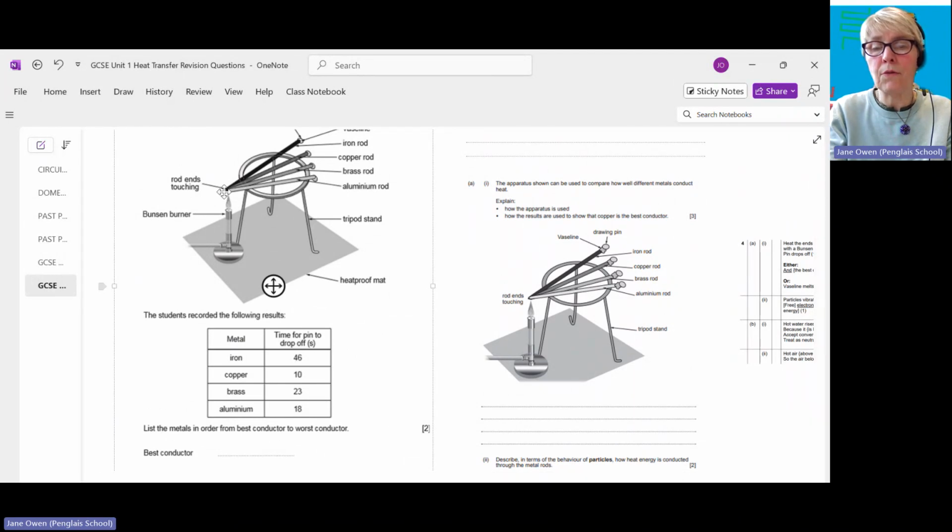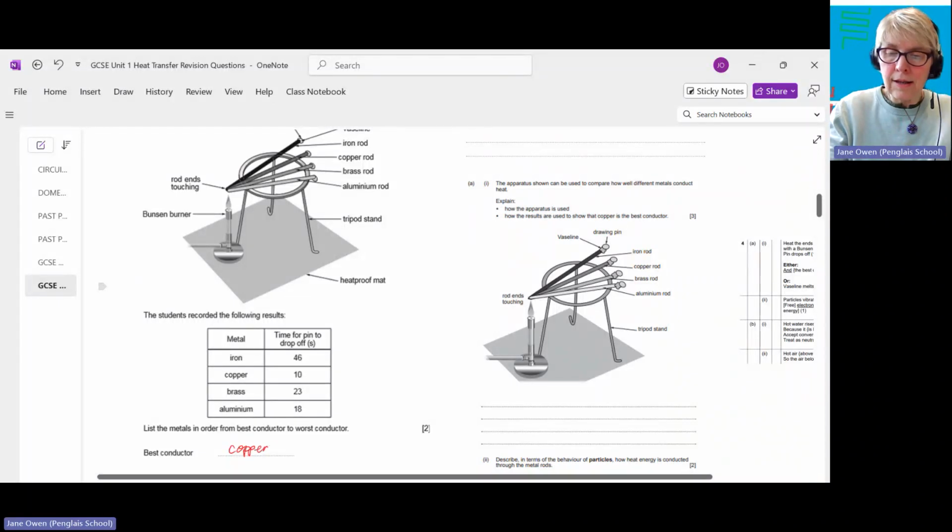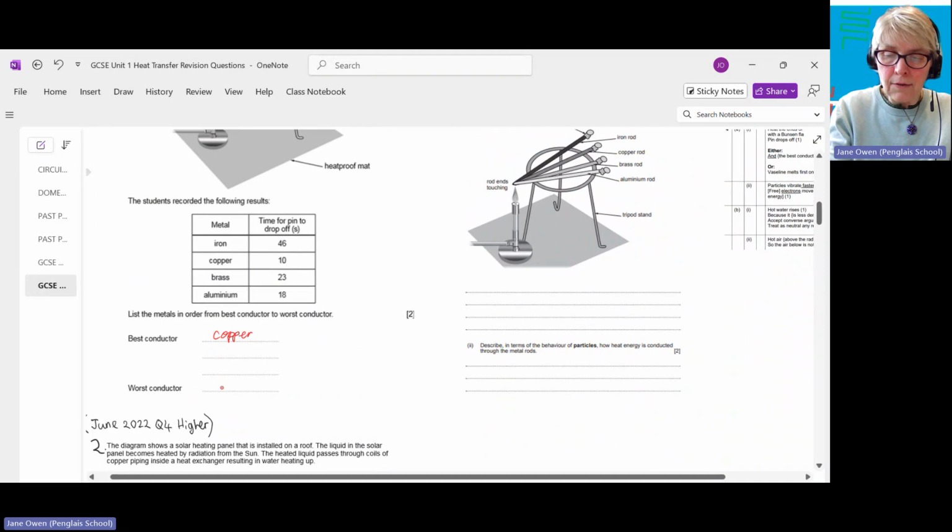So the heat traveled from one end all the way to the other end by a mixture of atoms vibrating and electrons colliding into other atoms, by conduction to the far end where it melted the wax and the pin dropped. The lowest time for it to conduct would be the copper, so that would be the best conductor. Then you just put them in order, leaving iron last. So let's finish that off. Aluminium is next, and brass is third.